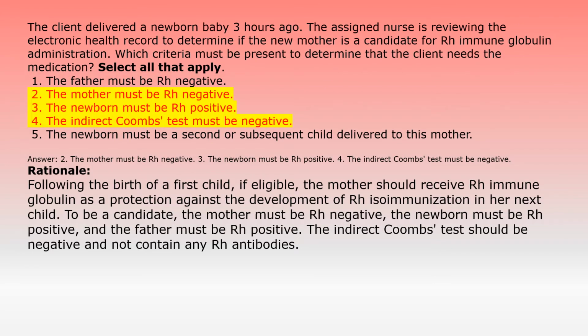Answer. 2. The mother must be Rh negative. 3. The newborn must be Rh positive. 4. The indirect Coombs test must be negative. Rationale. Following the birth of a first child, if eligible, the mother should receive Rh immune globulin as a protection against the development of Rh immunization in her next child. To be a candidate, the mother must be Rh negative. The newborn must be Rh positive, and the father must be Rh positive. The indirect Coombs test should be negative and not contain any Rh antibodies.